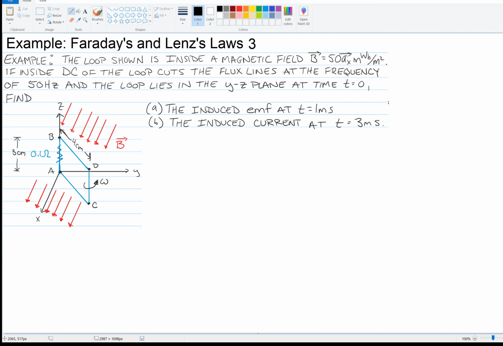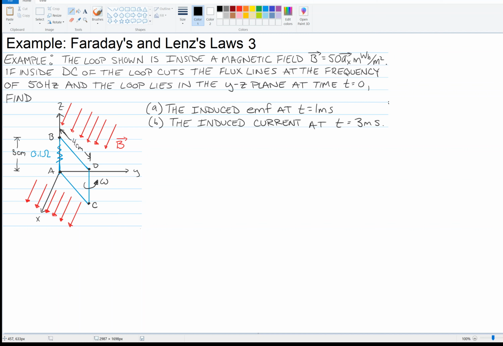So before we even get to how to solve this thing, why would there be an induced current and voltage in this loop? Well, according to Faraday's law, there's an induced EMF or current if the flux changes through the loop. So the flux can change if the magnetic field changes, but here we have a constant magnetic field. Or if the size or the area of the loop changes, so that's not the case here either. It's 3 centimeters by 4 centimeters.